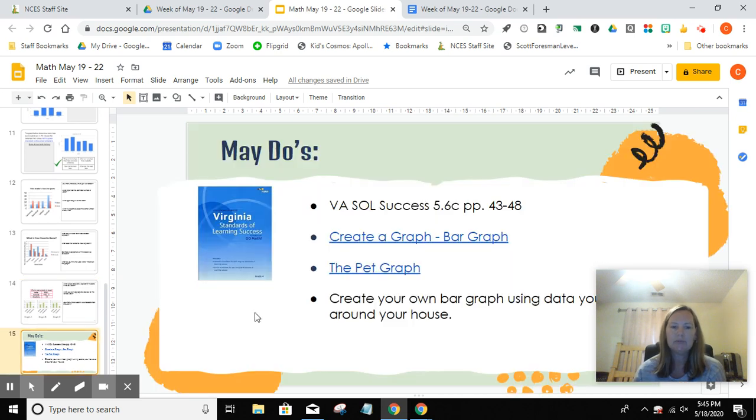And then your May dues, in addition to Redbird and the multiplication Mad Minute link that's on your weekly assignment sheet, these are other options that you have for May dues. Remember, these are optional. So if you have some time and you're done with all of your assignments, but you kind of want to extend your thinking a little bit more, you do now have the option to work in your SOL Success book. Remember, this one is not going to be mandatory this week. I know you guys have been using that workbook the last few weeks, but this is only going to be a May due for this week. And then of course we have some other links here that take you to where you can create your own bar graph.